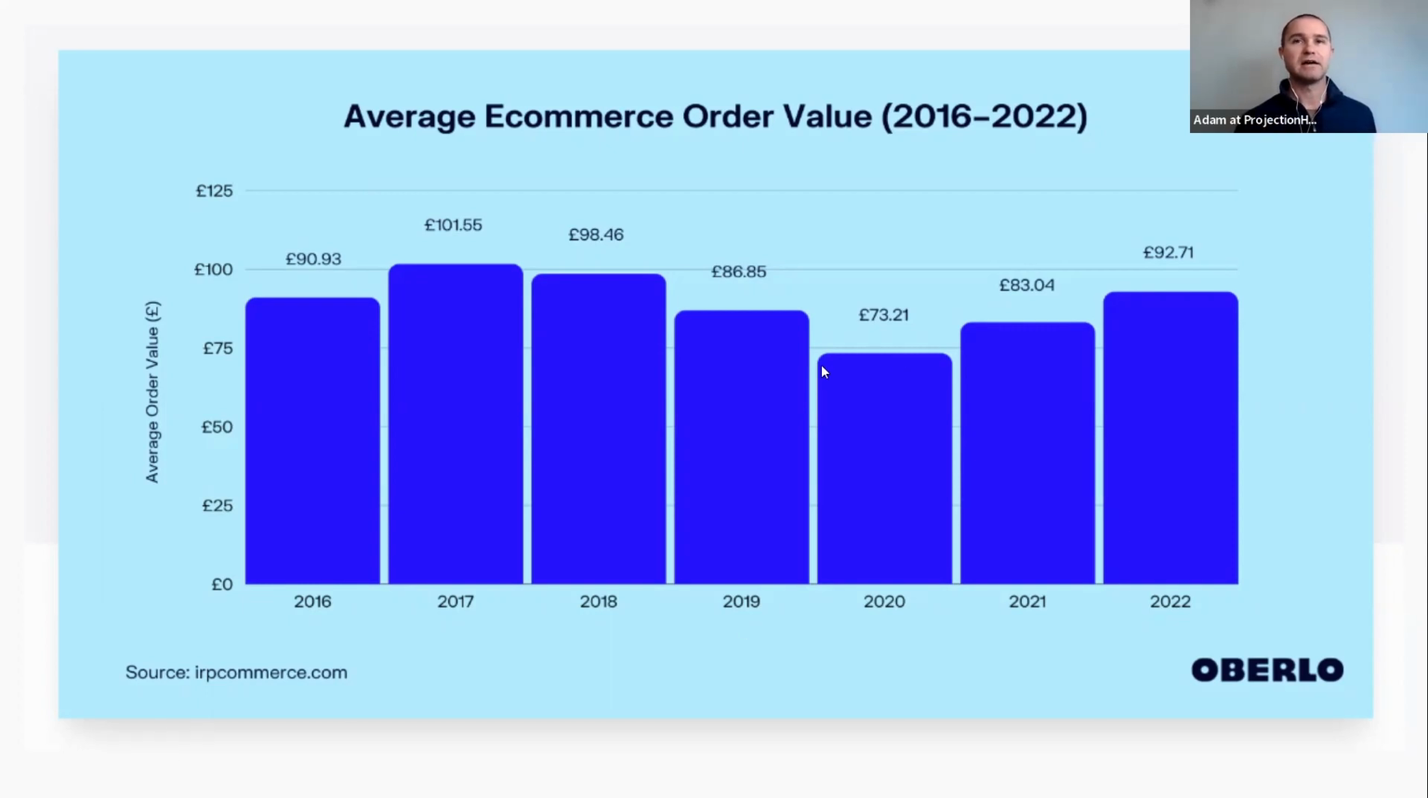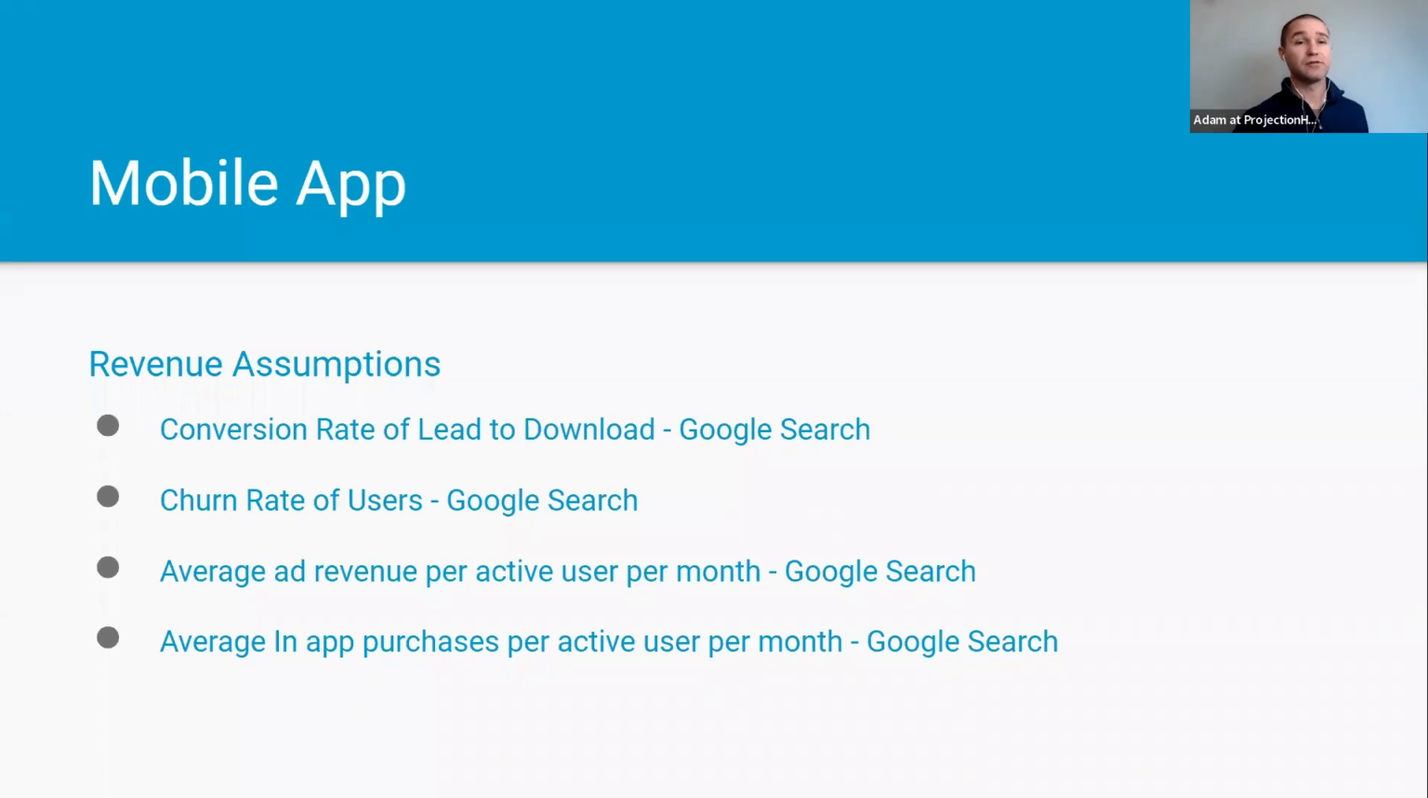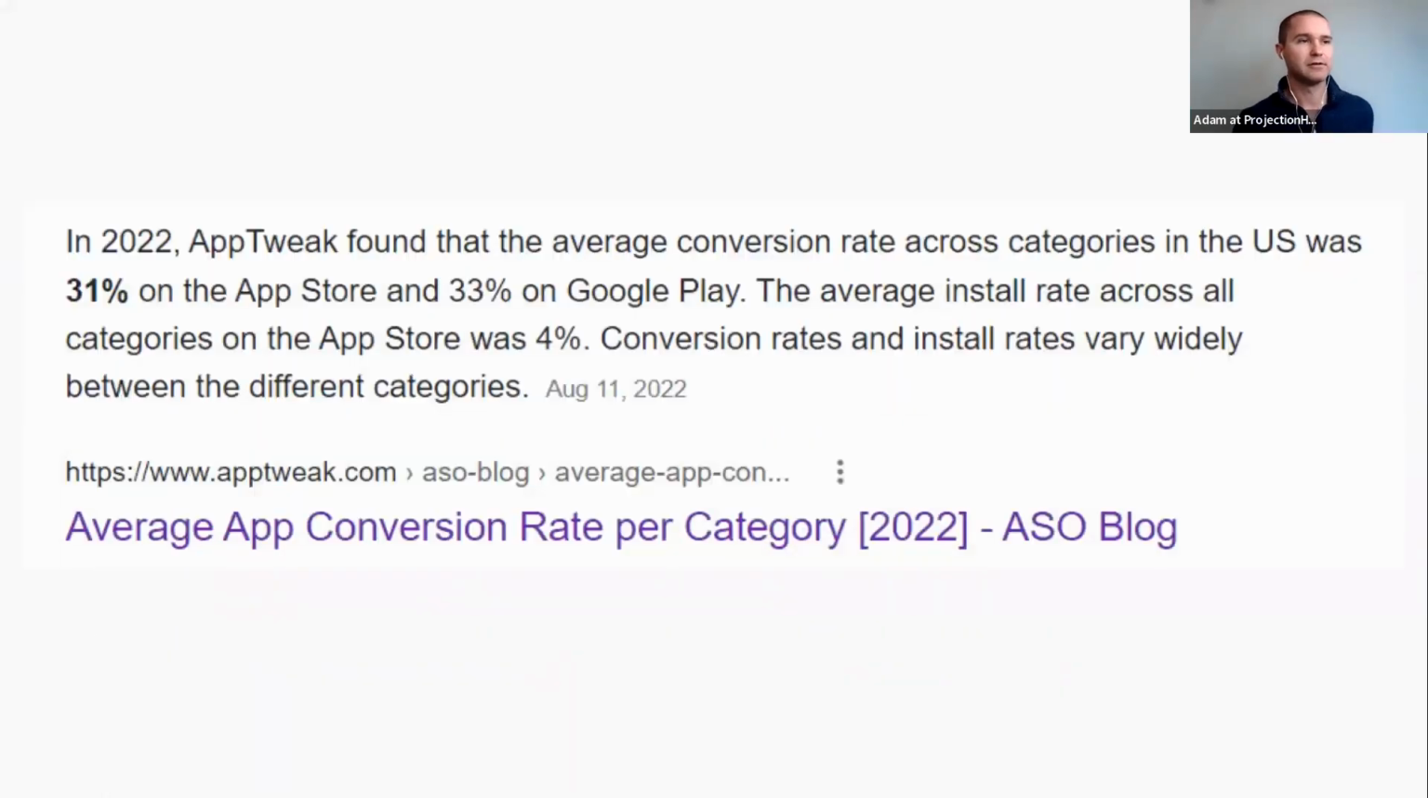So I think, again, just doing a quick Google search for a lot of this is going to be really helpful. All right, so for a mobile app, all 4 of these assumptions we can actually do with the Google search. So conversion rate, we're going to look at conversion rate of lead to download. And this is kind of interesting.